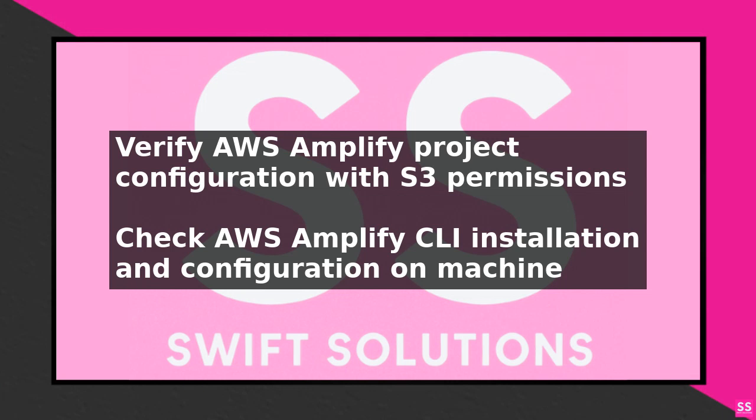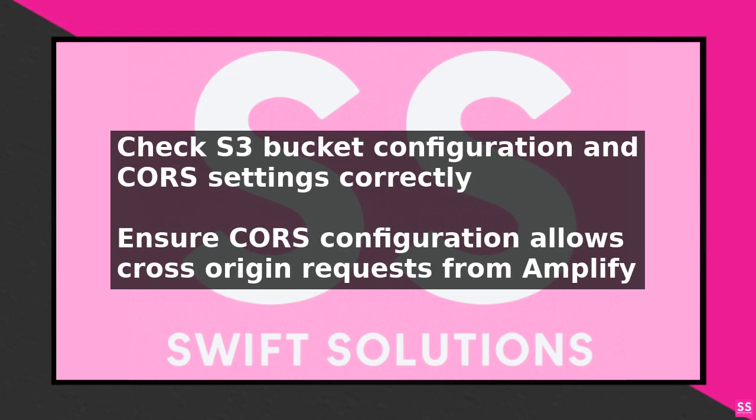Next, check the S3 bucket configuration. Ensure that the bucket is created and the CORS configuration is set up correctly. The CORS configuration should allow cross-origin requests from your Amplify project. You can check the CORS configuration by going to the S3 bucket settings and looking for the CORS section.